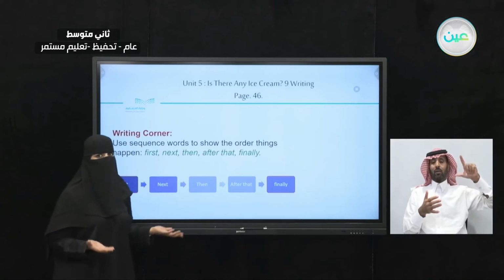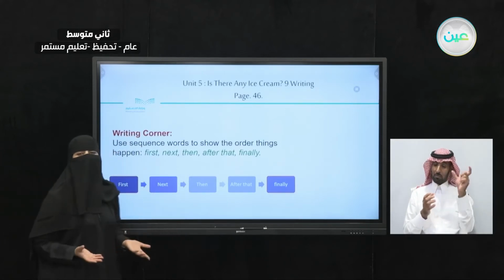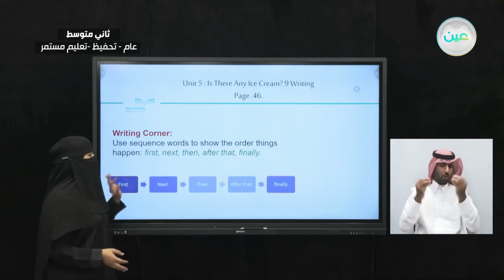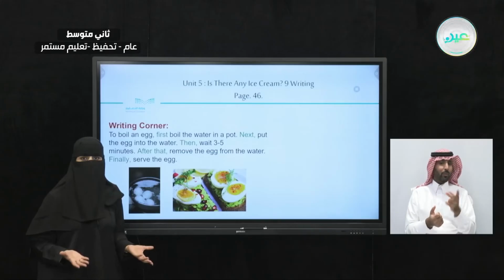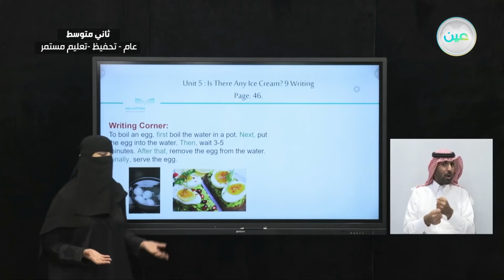Now we know these words. How are we going to use them? We're going to use them like this. So, look here. To boil an egg, this is an example. If you want to boil an egg, what are the steps that can help you to make this recipe?